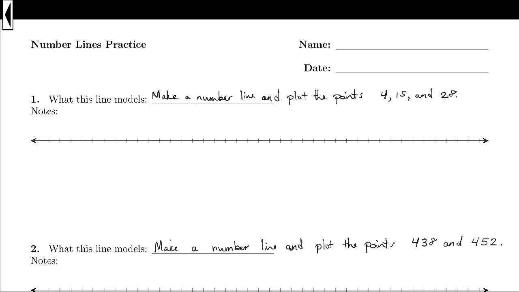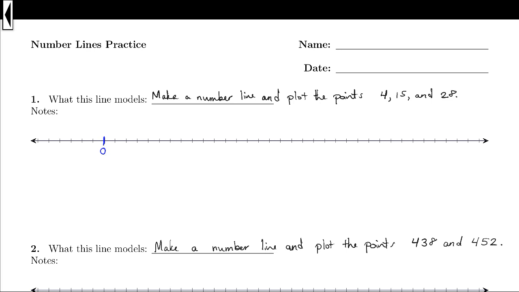Okay. So for example, we have make a number line and plot the points 4, 15, and 28. So in order to make a number line, this is not a number line as it is. It needs to be a number line. So I'm going to put a 0 somewhere. I'm just going to put it here. I know that I need to go 28 to the right. I hope that this is enough.